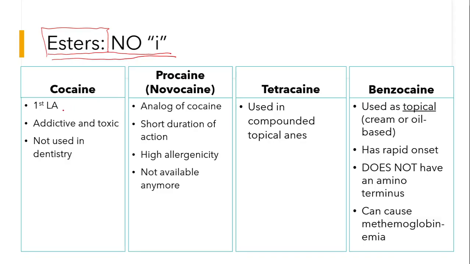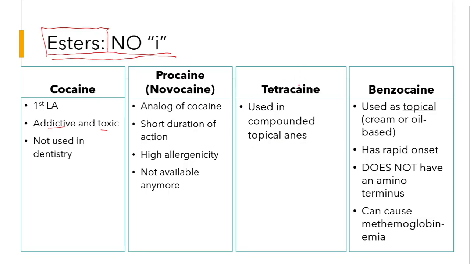Cocaine is the first local anesthetic agent discovered. However, it's not used in dentistry because it's very addictive and toxic. Now, procaine, or commonly known as novocaine, is an analog of cocaine. It has a short duration of action. It has very high allergenicity, but it is also not available anymore. Although a lot of people would still call local anesthetics novocaine because it became popular way back when.